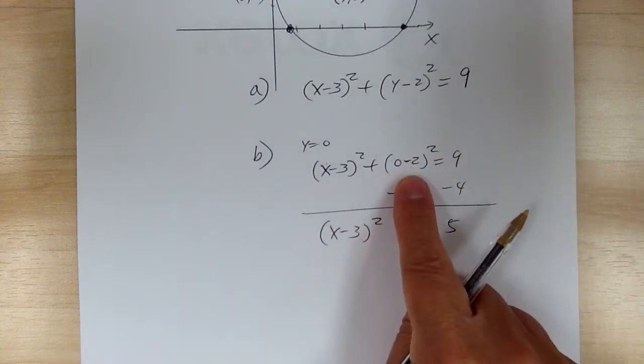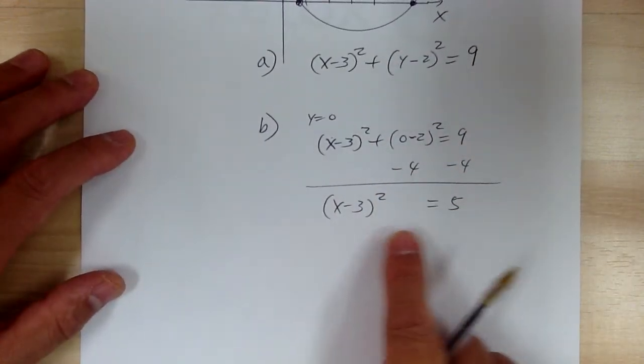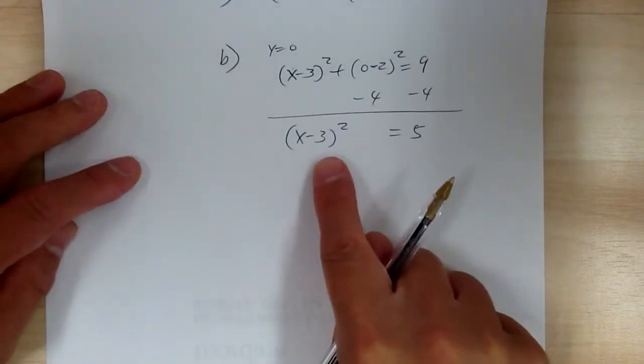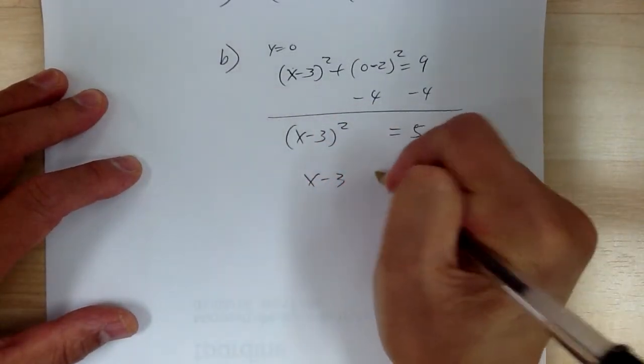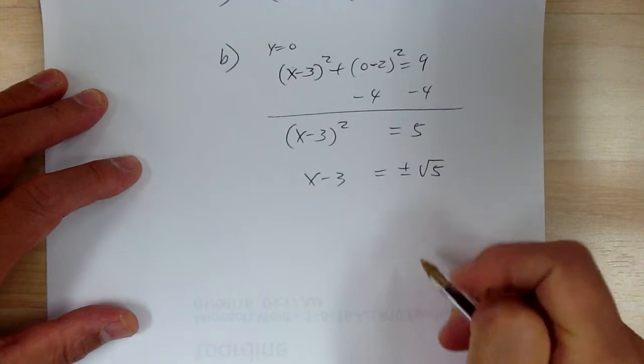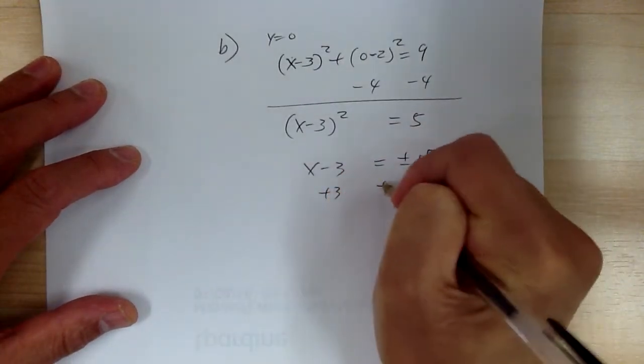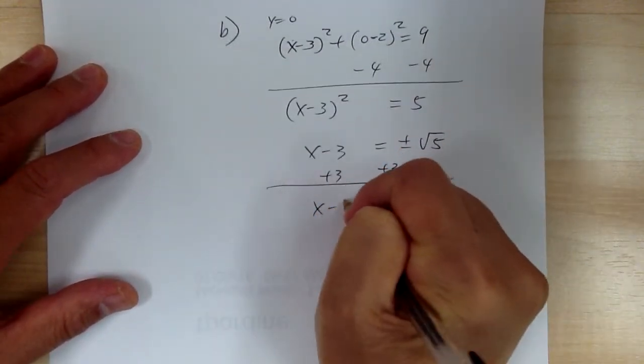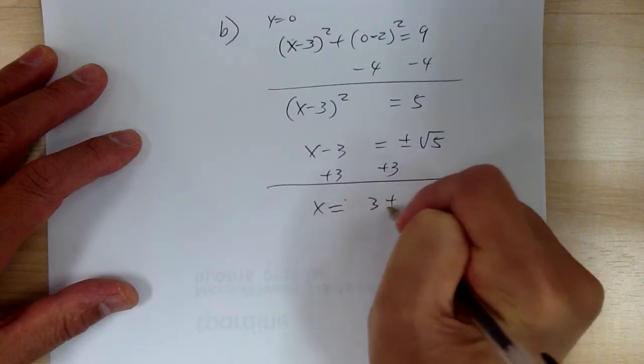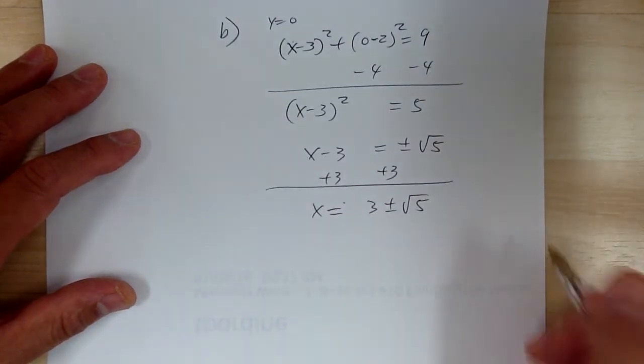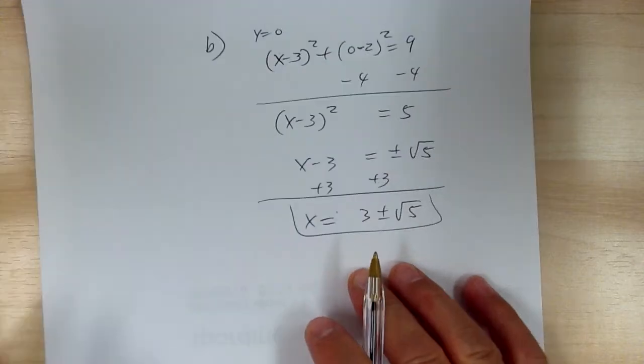Now don't multiply out, okay? Because you're going to get a mess. Use the square root method. So take the square root on both sides. So x minus 3 equal to plus or minus square root of 5. And then you plus 3. So x equal to 3 plus or minus square root of 5. And those are your 2 points.